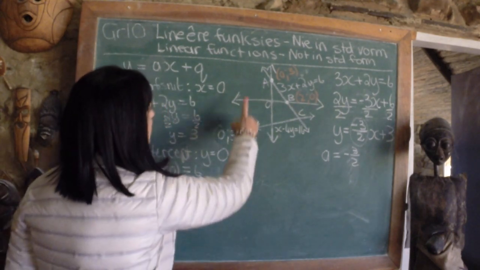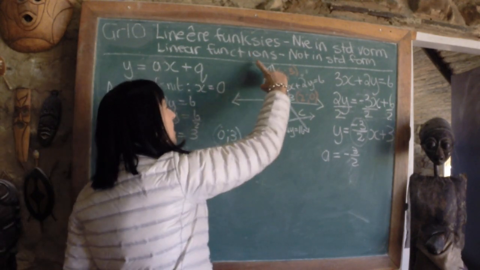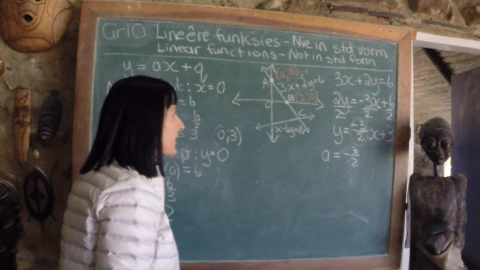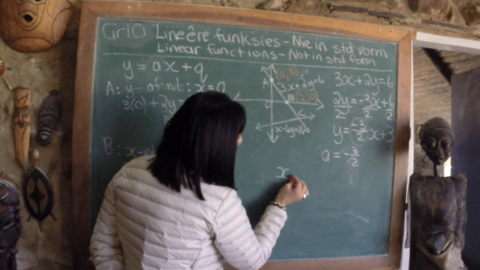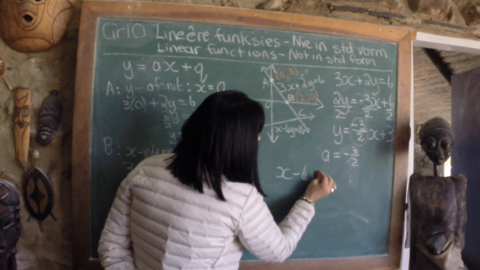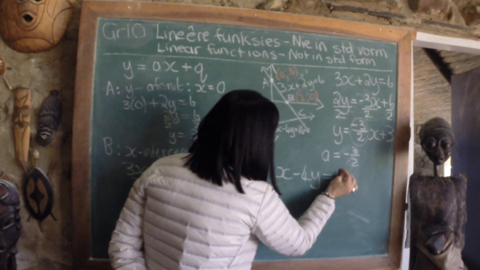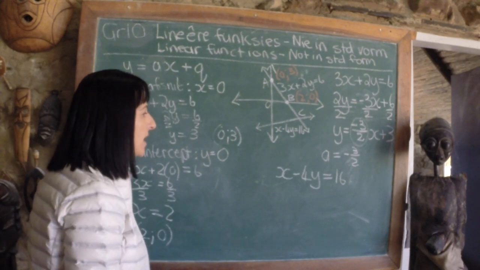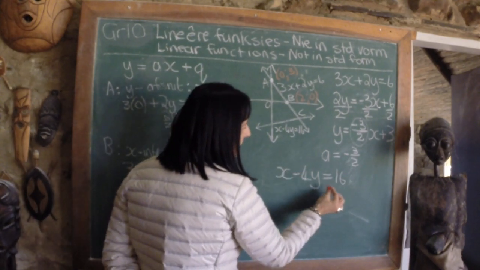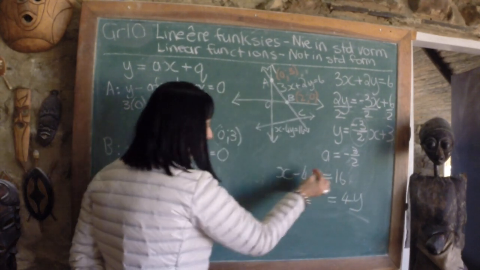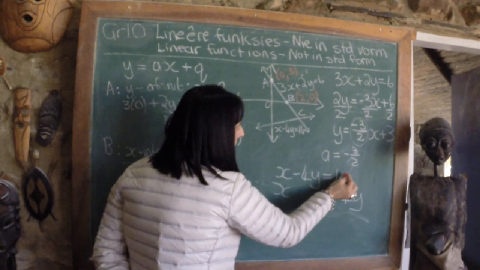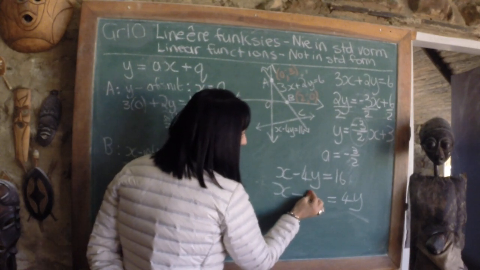Kom ons gaan kyk, hierdie is 'n negatiewe lyn, want hy is afdraande, daai moet 'n positiewe gradiënt hê. So nou gaan ons dieselfde met hom doen. Om sy gradiënt te bepaal, wil ons vir y alleen aan die een kant hê. Y on the one side, so let's take this y to that side of the equals to, then it becomes positive. En ons vat die 16 oor, van die plus 16 word hy 'n minus 16.